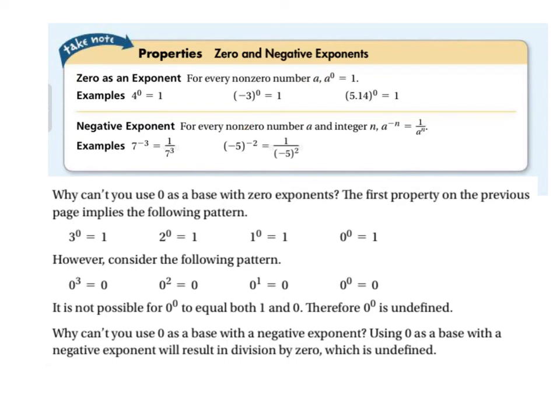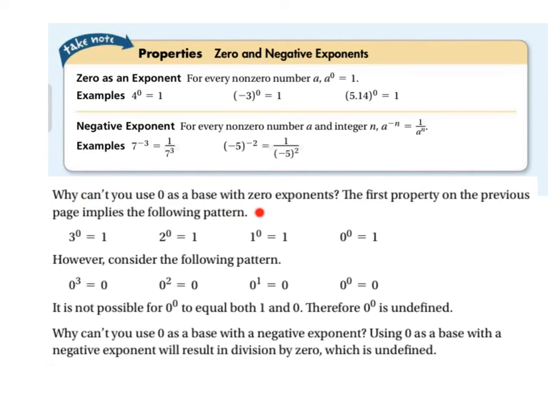Negative exponent: for every non-zero number a and integer n, a to the negative n is 1/a to the n. For instance, 7 to the negative 3 is 1/7 cubed. Negative 5 to the negative 2 is 1/negative 5 squared.